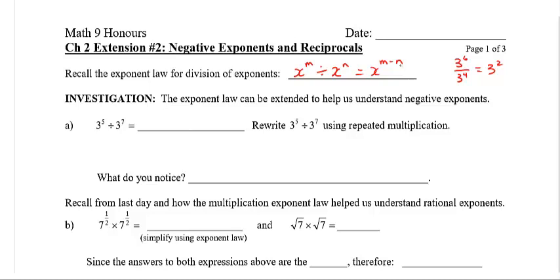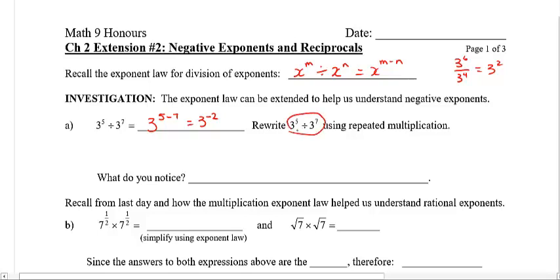So 3 to the power of 5 divided by 3 to the power of 7, that's the same thing then as 3 to the power of 5 minus 7. And what's 5 take away 7? Yeah, that's 3 to the negative 2. Whoa. Interesting.